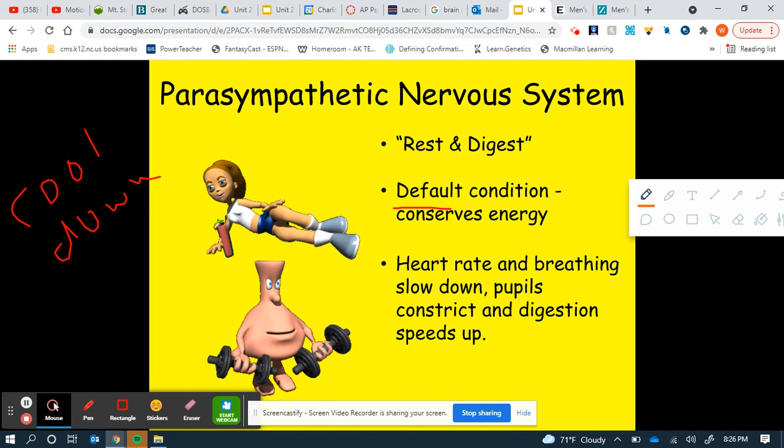A way you might be able to remember this, I don't know if this will work or not, but if you think about if you're about to jump out of a plane, your sympathetic nervous system is going to be activated. You're going to be nervous. But you jump out, and then as soon as your parachute comes out, you get to breathe a sigh of relief. You realize that you're not going to fall to the ground to your death, and your heart rate slows down. You realize that you're safe. So parasympathetic is like a parachute.